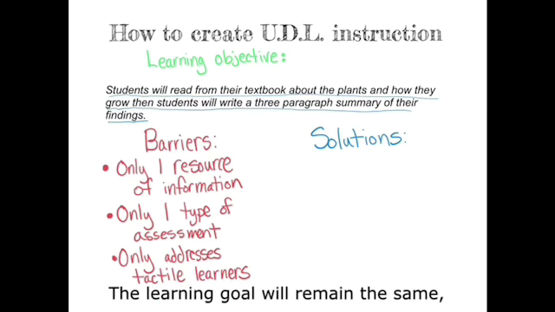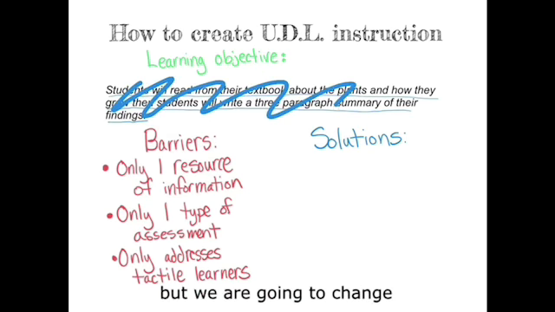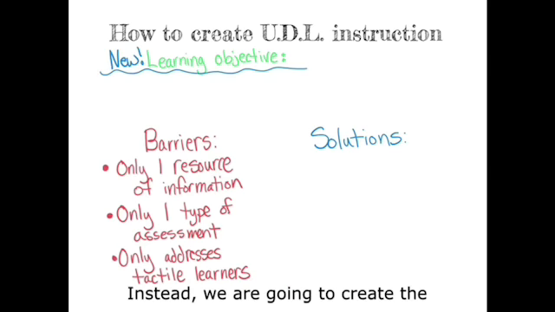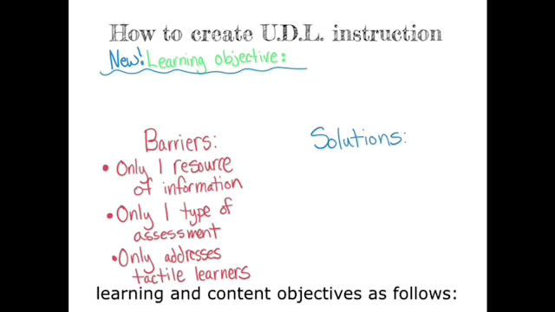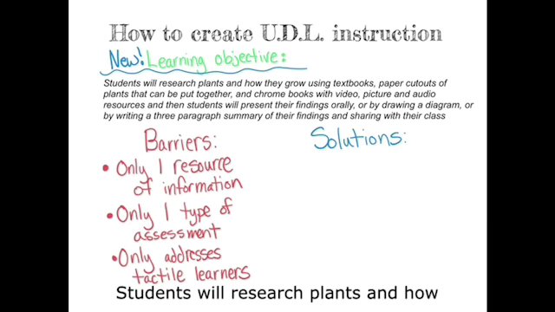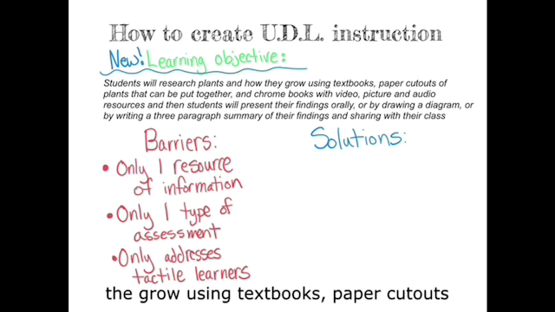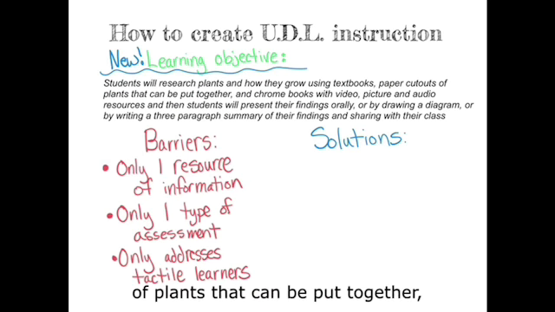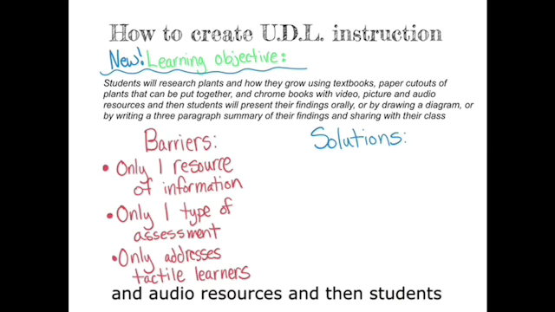The learning goal will remain the same, but we are going to change the content objectives. Instead, we are going to create the learning and content objectives as follows. Students will research plants and how they grow using textbooks, paper cutouts of plants that can be put together, and Chromebooks with video, picture, and audio resources.